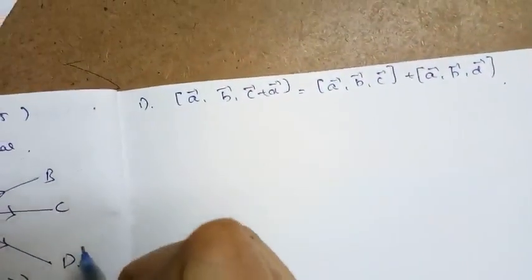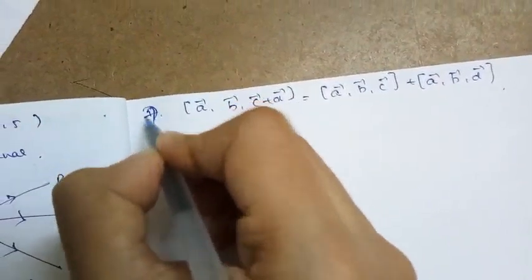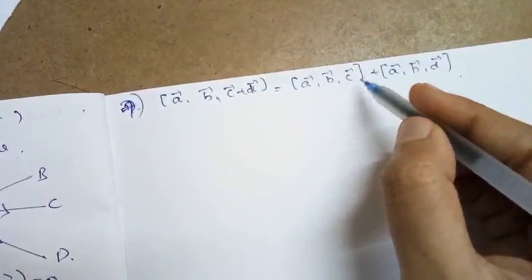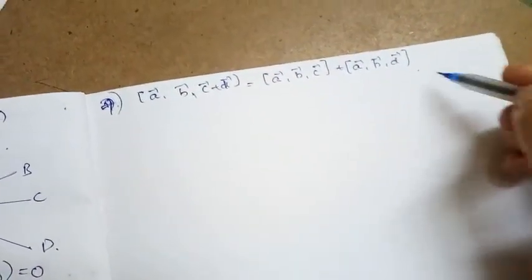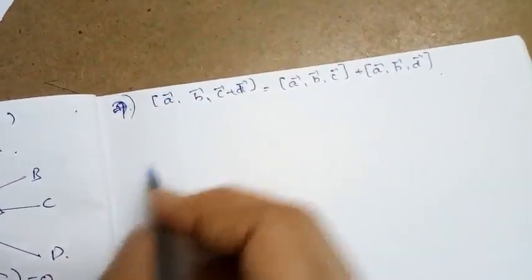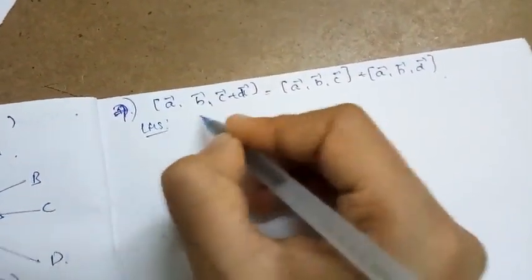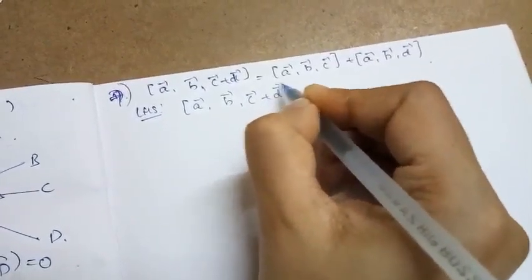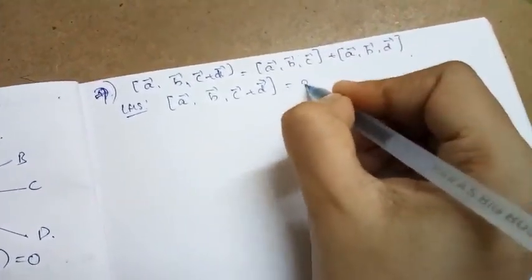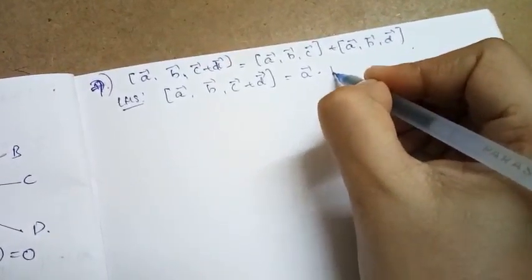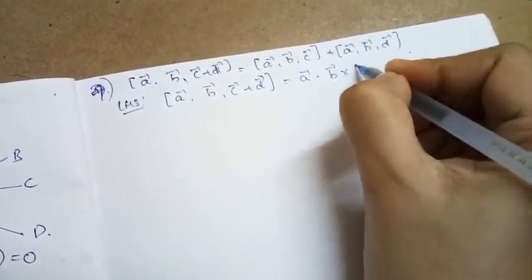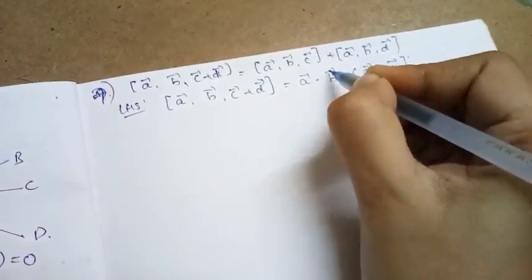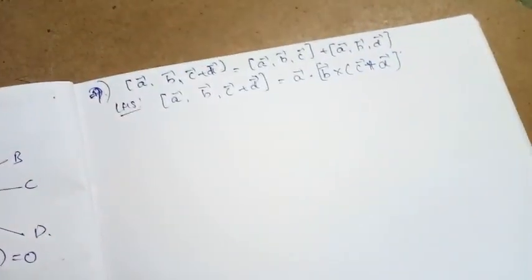So here we need to prove this one, that is [A B C+D] equals [A B C] plus [A B D]. We know that this denotes the scalar triple product. So now let us consider the LHS, that is [A B C+D]. So this can be written as vector A dot vector B cross vector C plus vector D. This is how we can write this LHS.